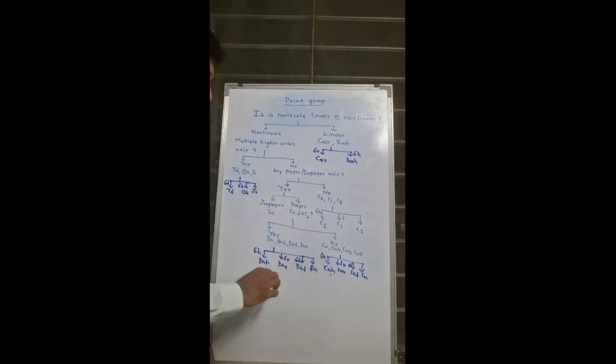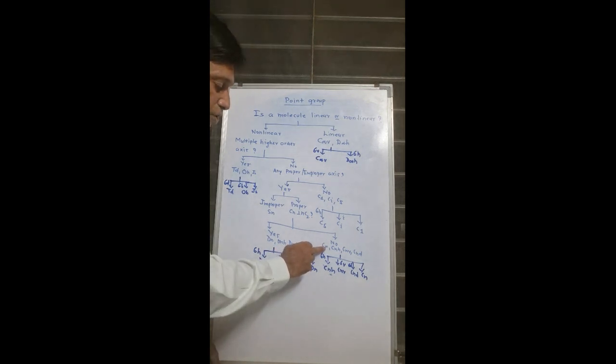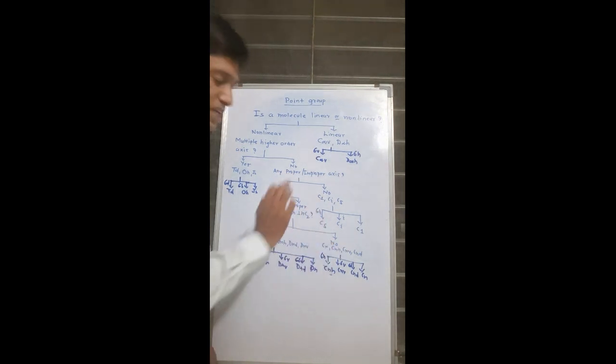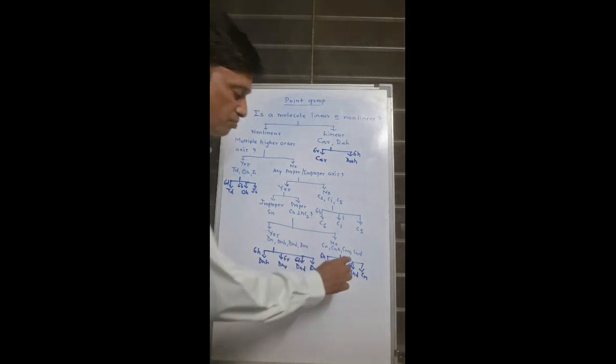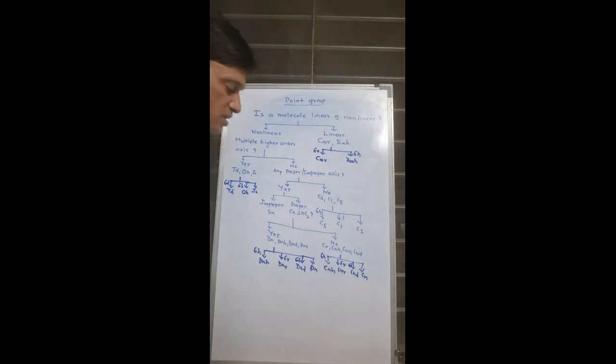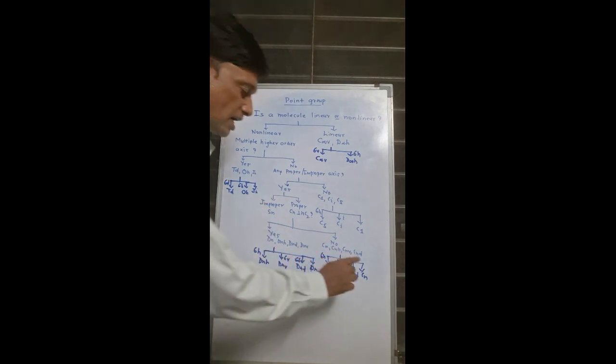Similarly, in case Cn isn't perpendicular to nC2, in that case point group may be Cn, Cnh, Cnv or Cnd. If sigma h is present, then point group is Cnh. Sigma v is present, then point group is Cnv. Sigma d is present, then point group is Cnd. Sigma h, sigma v, sigma d are absent, then point group is Cn.